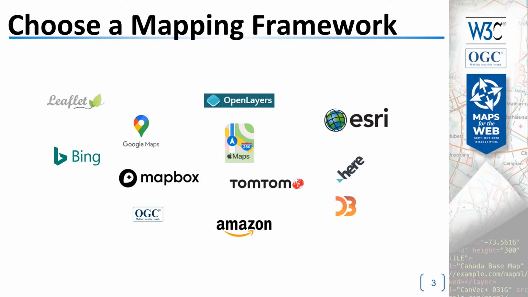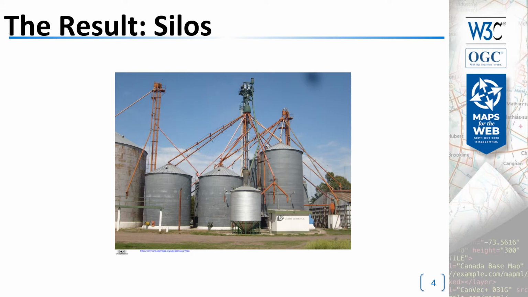Once you decide, all the code that you write does belong to you, except it's bound to the framework you've chosen, making any change expensive and painful. The result? The result is silos. Although each web mapping framework is somewhat similar, none share the same foundation and they are not interoperable except in that the user can see a map. The result is bad for users and the web.